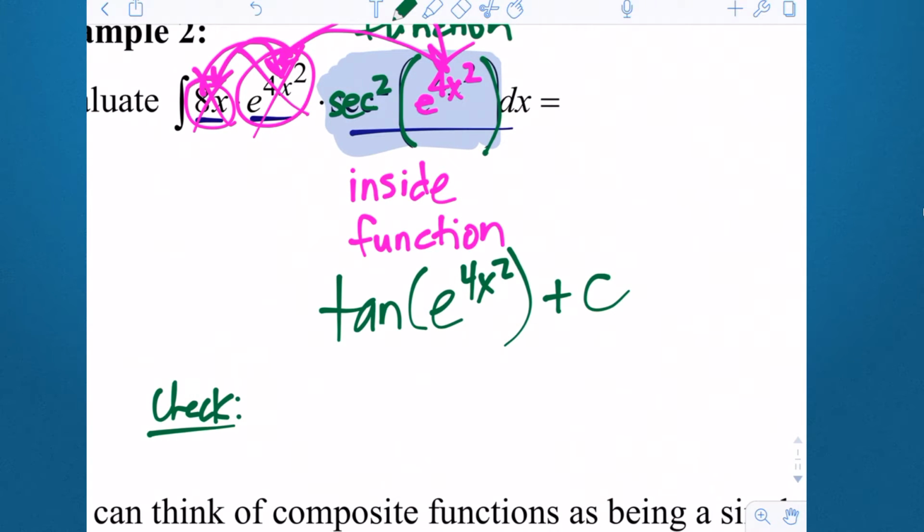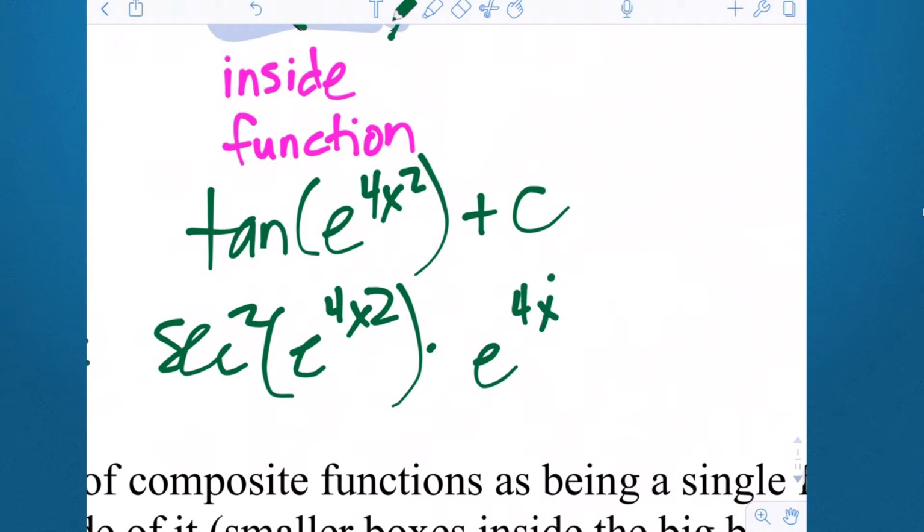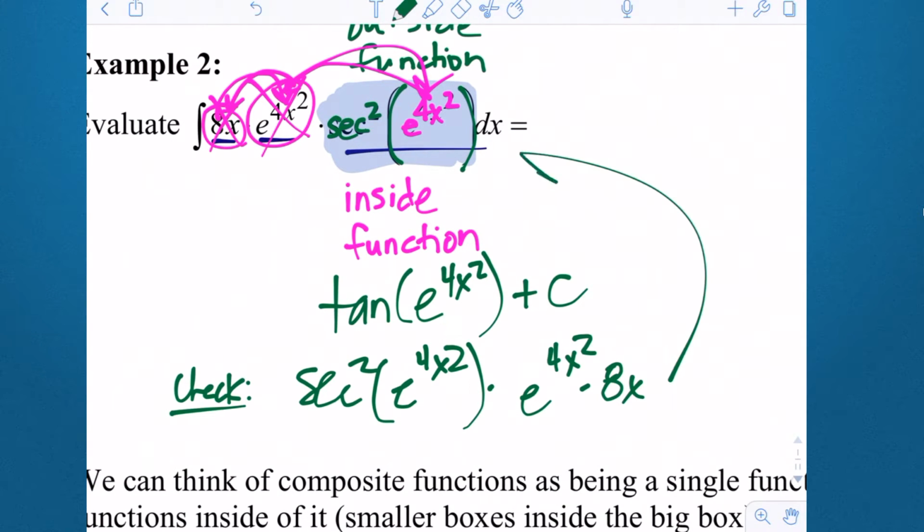Well, let's take the derivative. When we take the derivative again, which I think we just did, well, let's do it again. Tangent of blob is secant squared of the blob. Okay, good, got it. Times the derivative of the next layer is e to the 4x squared, times the derivative of 4x squared is 8x, and of course c goes to 0. And that is, in fact, what we started with. All right, so we can check.